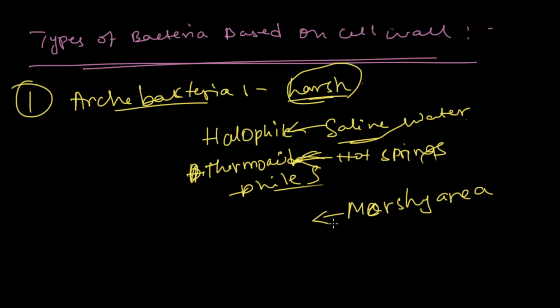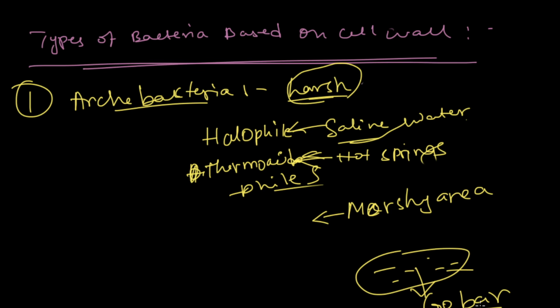We people generally do not like to walk in that marshy area, and like you can also say cow dung. Cow dung is used for preparing gobar gas. We have seen the preparation in the microbes chapter also. So these marshy area bacteria are called methanogens.